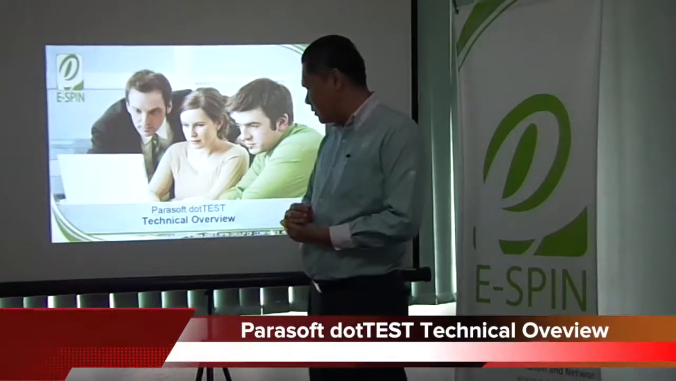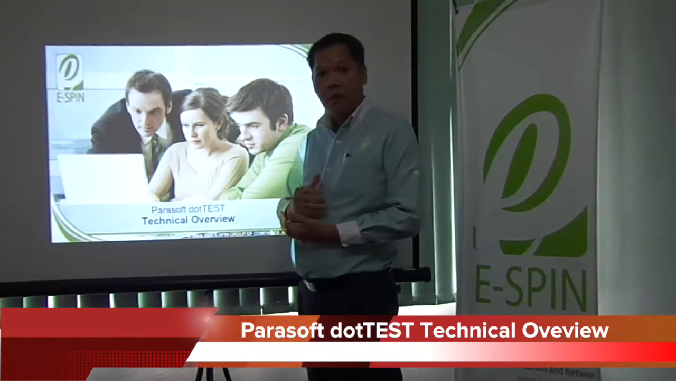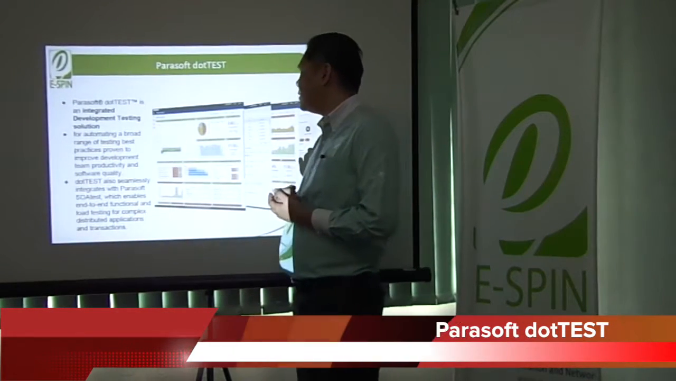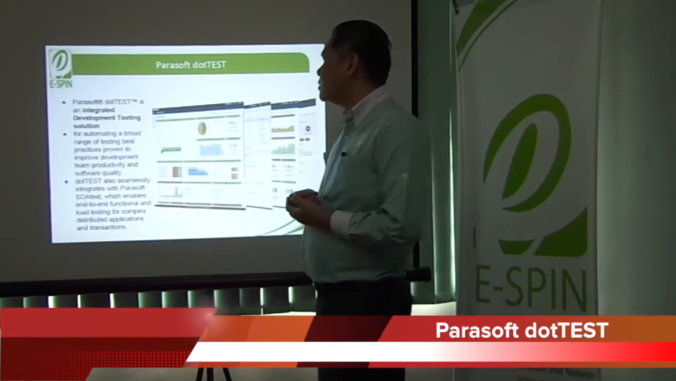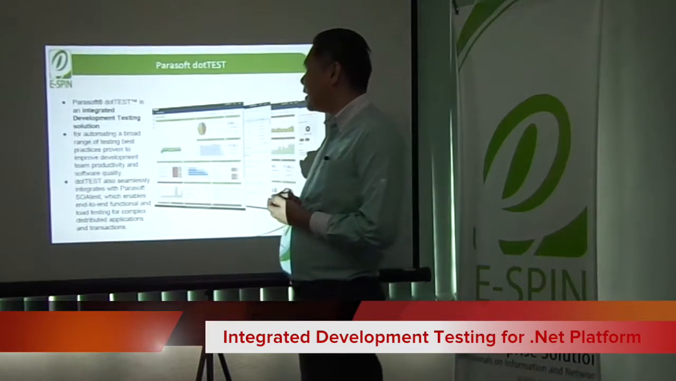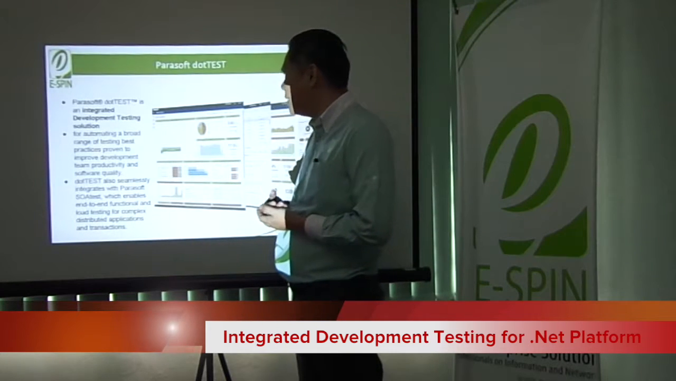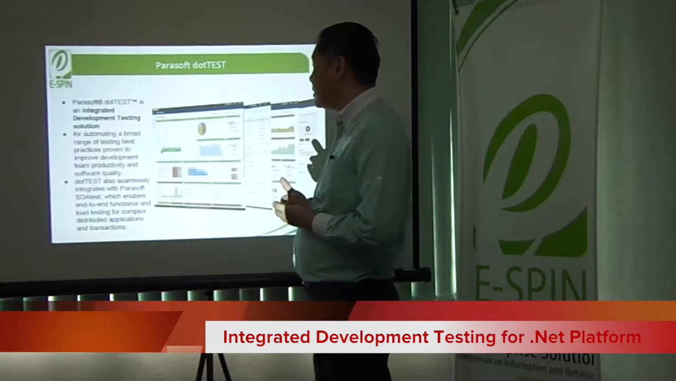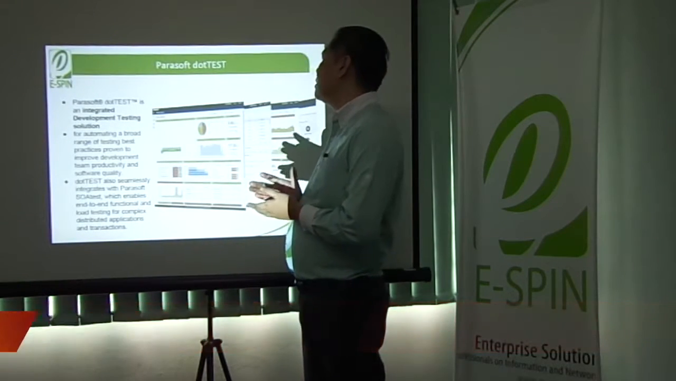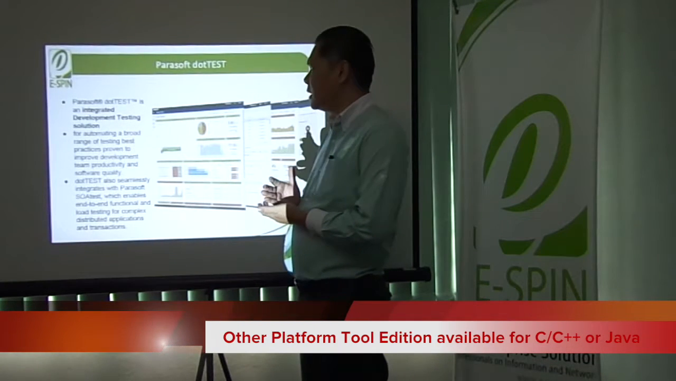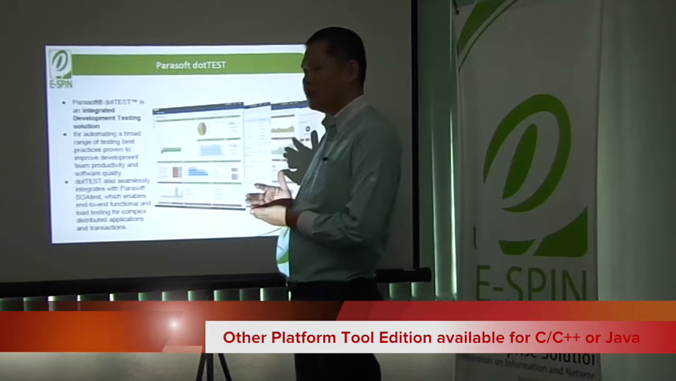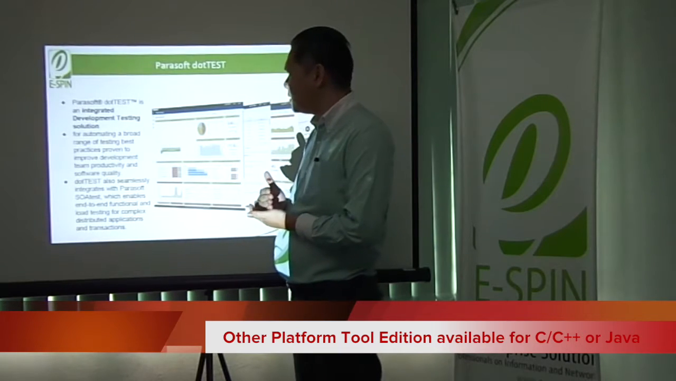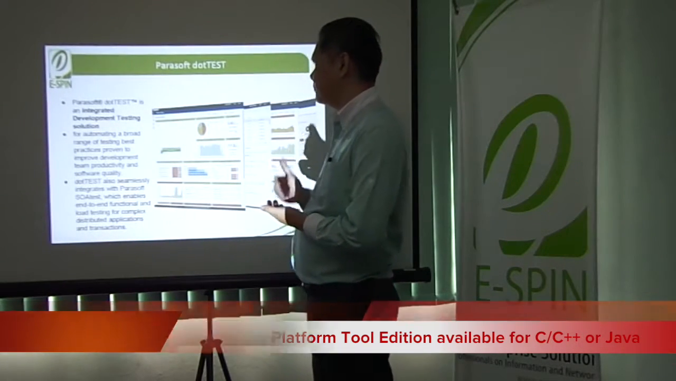So today we will be continuing our sections on the Parasoft dotTEST technical overview. Let's have a quick overview of what Parasoft dotTEST is about. It is software coming from Parasoft. The product name is called dotTEST because it stands for the .NET platform as an integrated unit testing tool. From the same company, they have different platform-specific testing solutions, like for C/C++, Java, and so on. But today we talk specifically about .NET and the dotTEST product.